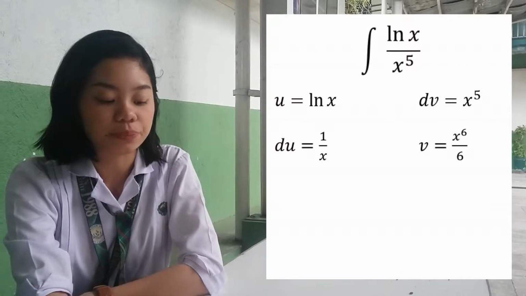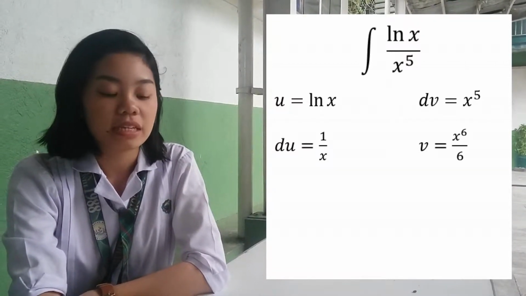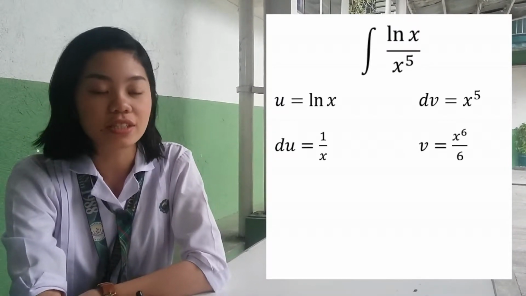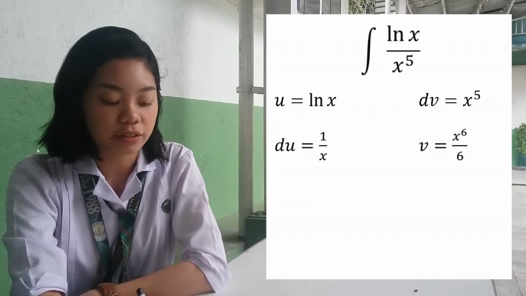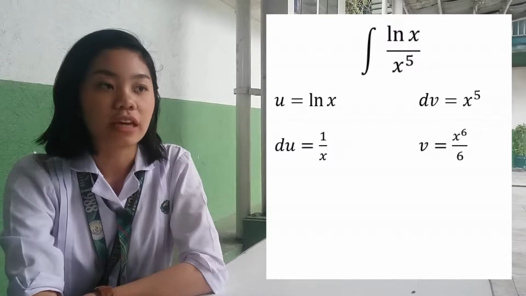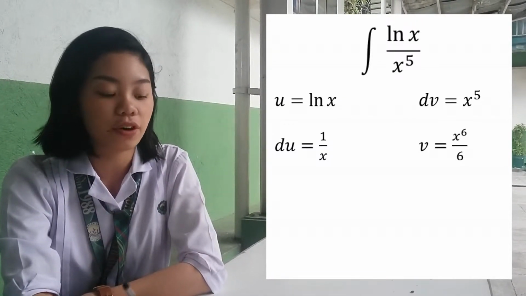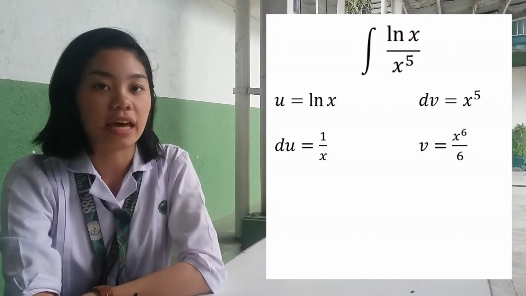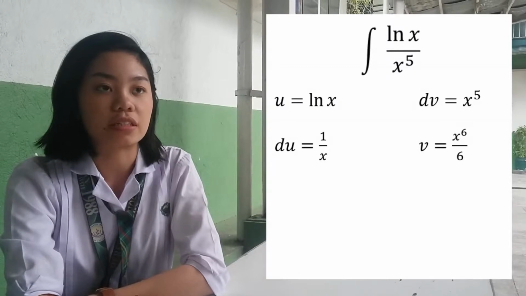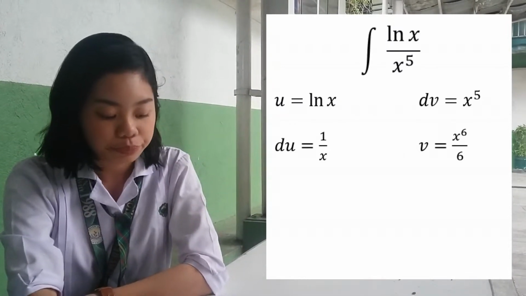Next is the dv. As we can see, the only other term left in the problem is x raised to negative 5. x raised to 5 is algebraic, thus we didn't use it for our u value. We set it as our dv, and to get the v value, we're going to get the integral or antiderivative of it. To get that, we're going to add 1 to the exponent, and we're going to copy the new exponent and put it in our denominator.